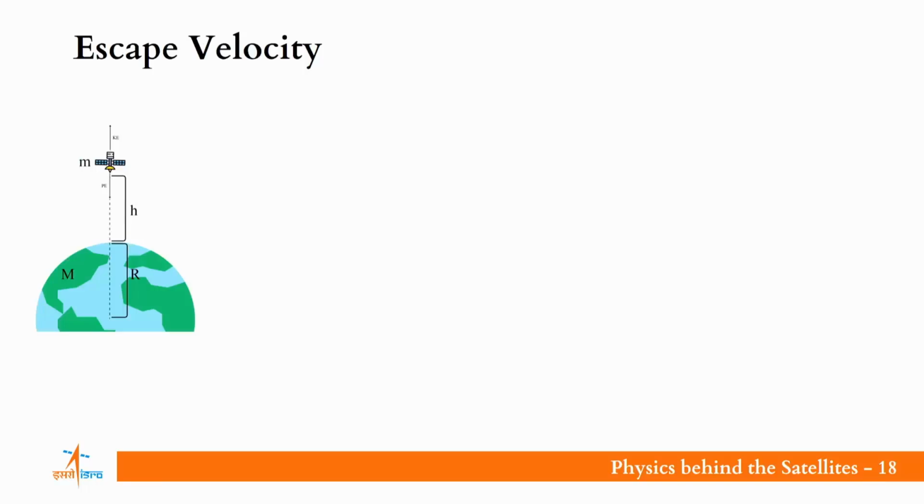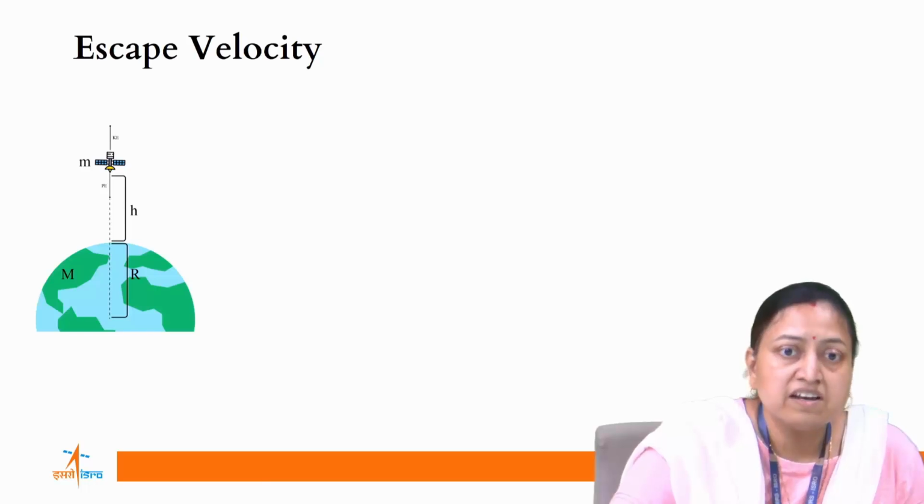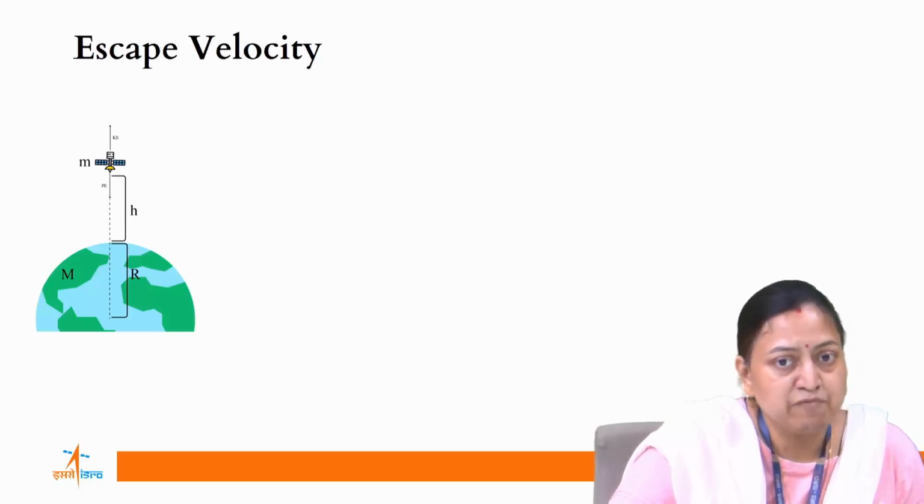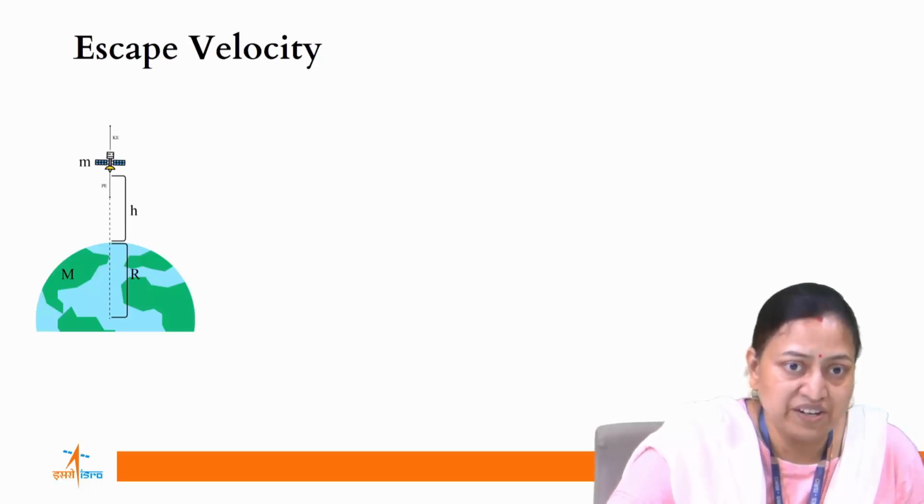Escape velocity. If a satellite is launched to space at a certain velocity greater than the orbital velocity, then it escapes from the Earth's gravitational force. That velocity is called escape velocity. Let us derive an equation to find the escape velocity for any celestial body.